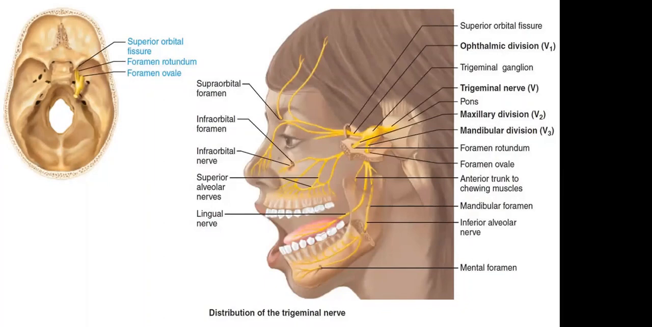The first two, as I said, are sensory, and they go to the eye orbit, and they give various branches. I will now explain them. And the third one gives off motor branches to the muscles of mastication, and that is the only motor part of this nerve.